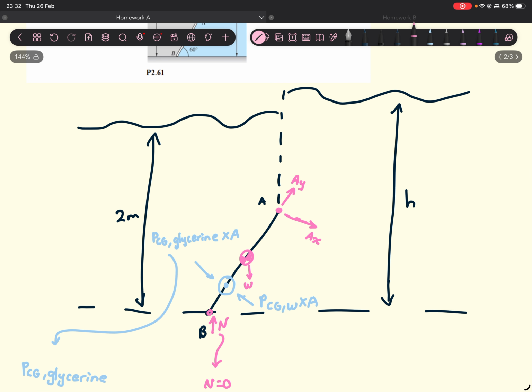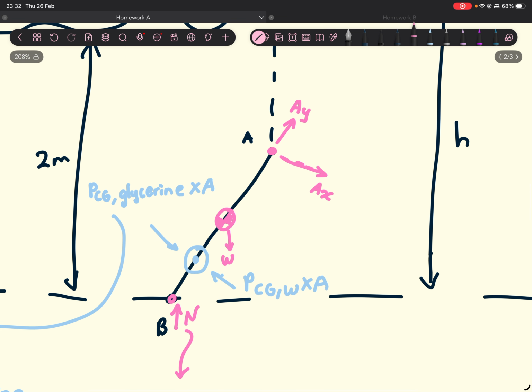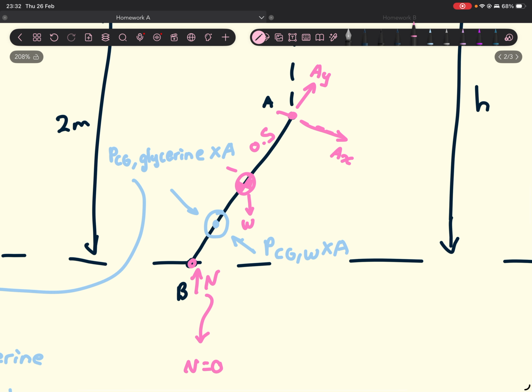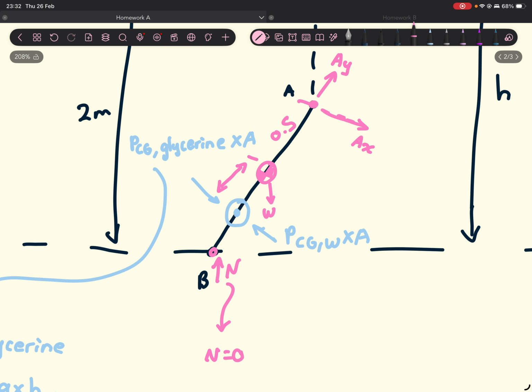And then we're told that the total length of this is 1, so this is going to be 0.5 meters. And then another thing we need to find is the distance between the center of pressure and the center of mass. So we're going to call that YCP.